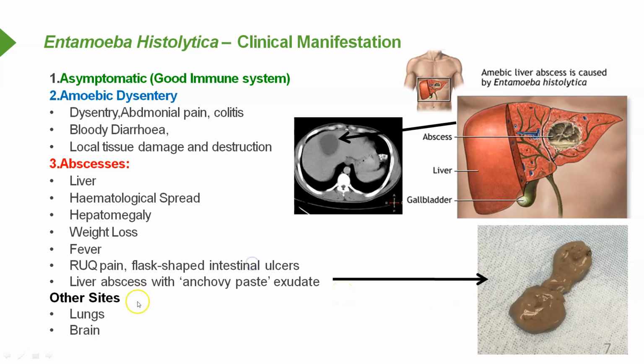Sometimes it can go to other sites where it can cause lung and brain abscesses, amoebic lung abscesses and amoebic brain abscesses, which is a very rare case, but it cannot be ruled out. There may be lung and even brain involvement also.